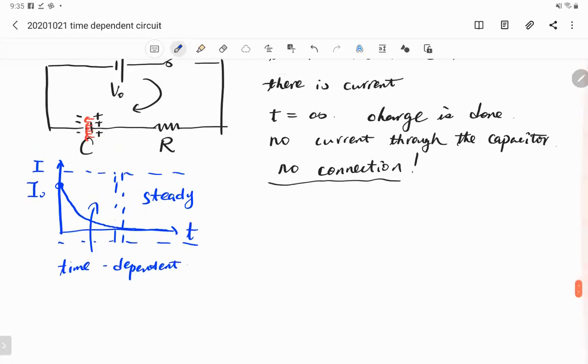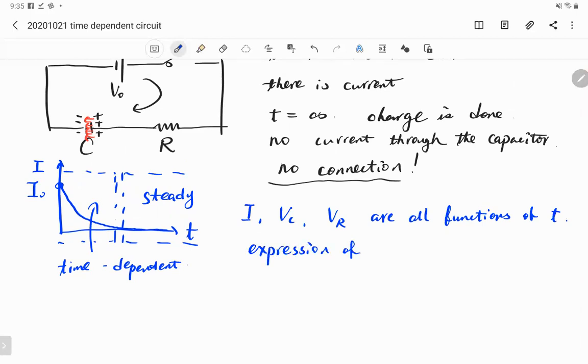In this case, you will find that the current, voltage on the capacitor, voltage on the resistor are all functions of time. And we want to know the expression. So our motivation is to get the expression of I, voltage of the capacitor, voltage of the resistor as a function of time. This is our motivation.